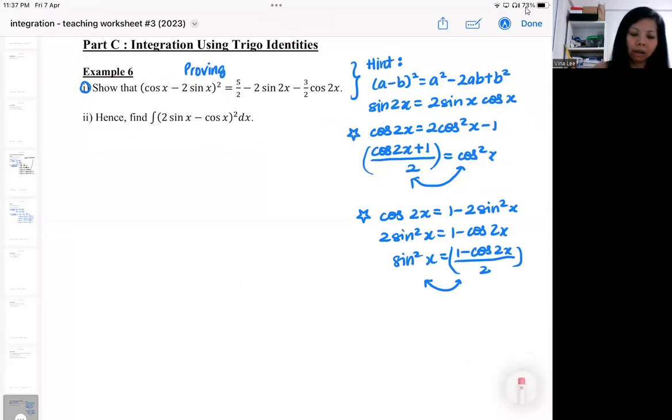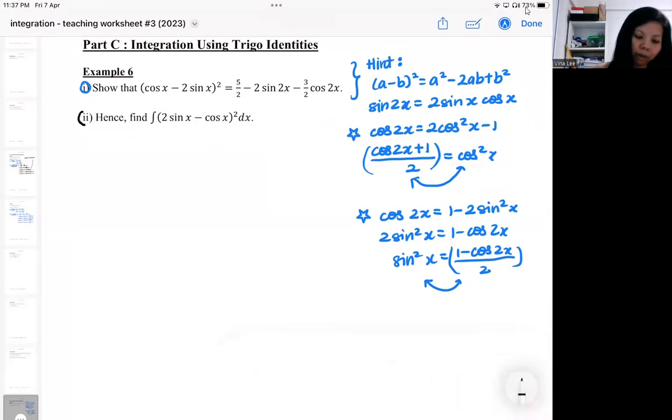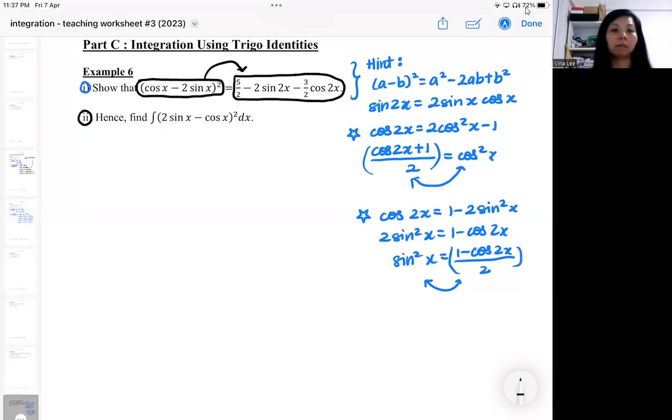Okay, so let's say you couldn't prove. So we just go on to the hence part. If let's say in exam you try the proving and it doesn't work, or you don't even have much time to try the proving, you take it first. So what do we mean we take it? We take it as this is a formula. So this whole thing is equivalent to this whole thing. So we just take it as they are equivalent. So I'm gonna make use of this trigo formula to help me to integrate.